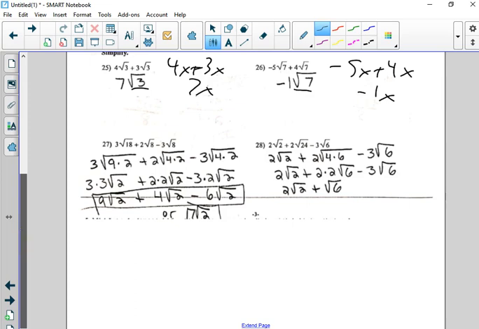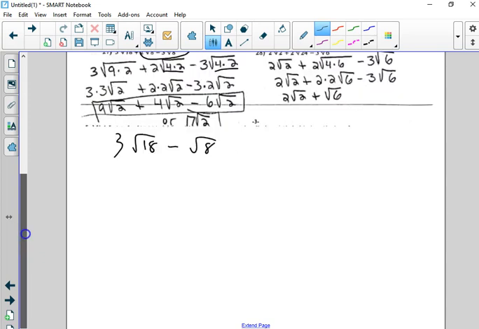All right, now this one, now I would do this a little simpler. I would combine these first and do it this way. 3 root 18 minus root 8. Just less work this way. Instead of breaking it down twice, you only have to break it down once. Now at this point, the 18 breaks down to root 9 and root 2. And don't forget about this 3.